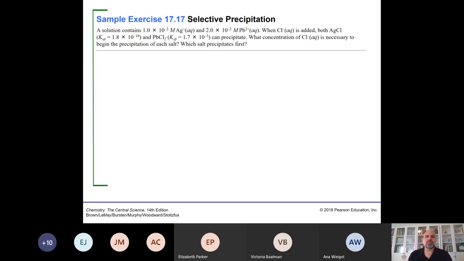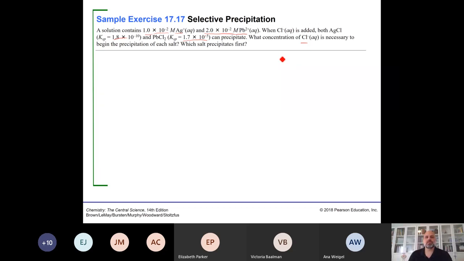So here's another sample selective precipitation problem. A solution contains a 1.0 times 10 to the minus 2 molar solution of silver ions and 2.0 times 10 to the minus 2 molar lead ions. When chloride is added, both silver chloride, which has a KSP of 1.8 times 10 to the minus 10, and lead chloride, with a KSP of 1.7 times 10 to the minus 5, can precipitate. The question is, what concentration of chloride is necessary to begin the precipitation of each salt, and which salt precipitates first?